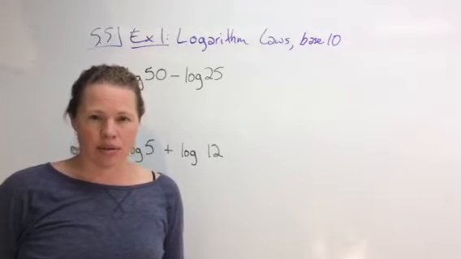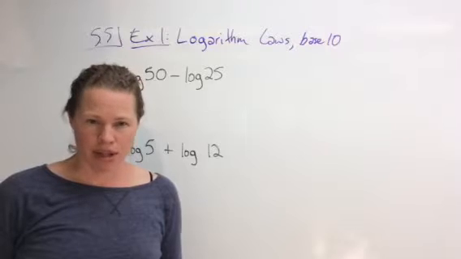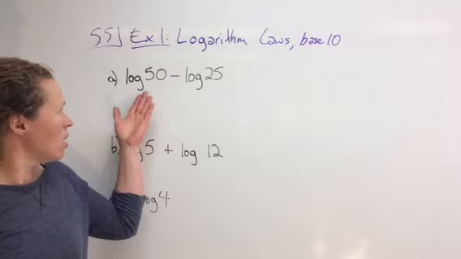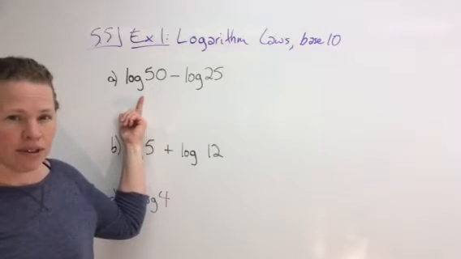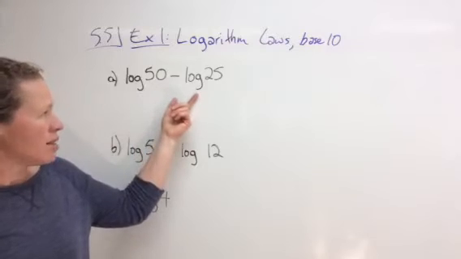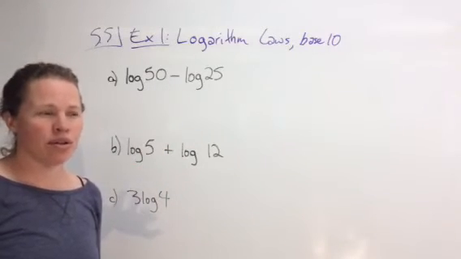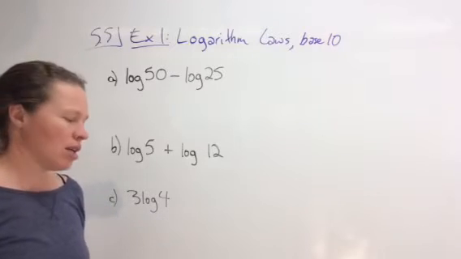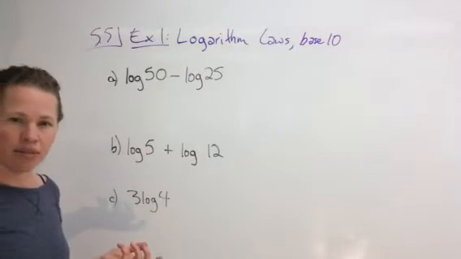Remember that when they don't specify a base, they're assuming a base of 10. So when you have a question that looks like this, log 50, but there's no base, that means log base 10 of 50, log base 10 of 25. In order to use the rules, we only have to know that the bases are the same. So that's fine. But the beauty of using base 10s is that you can actually verify them in your calculator.